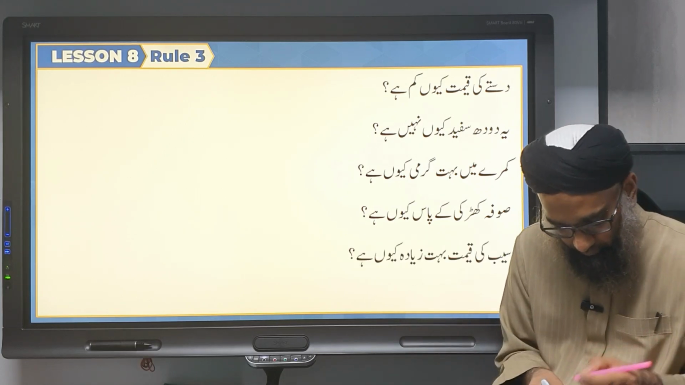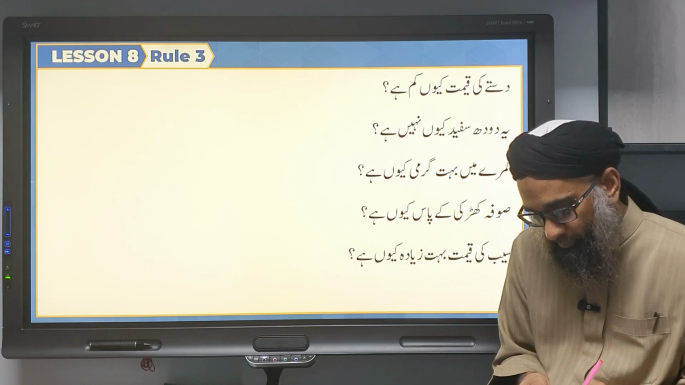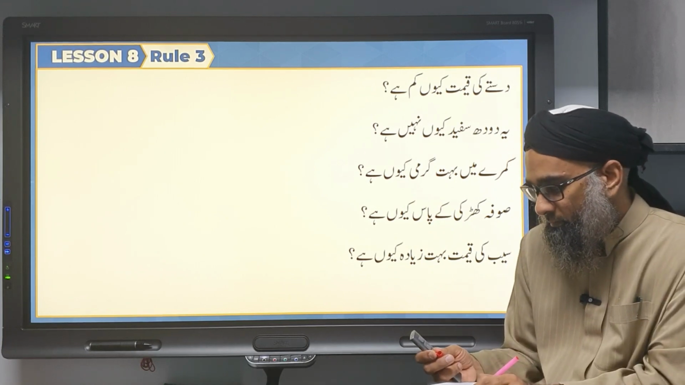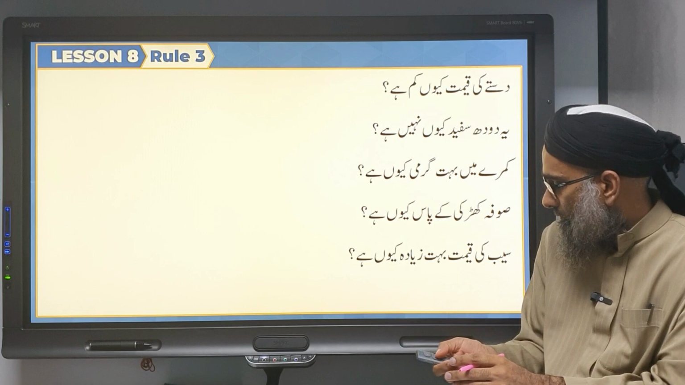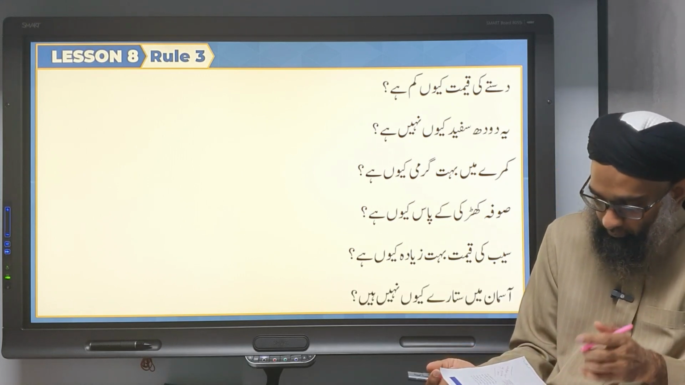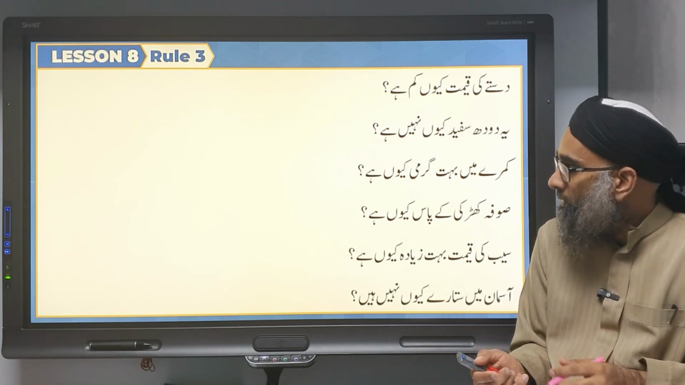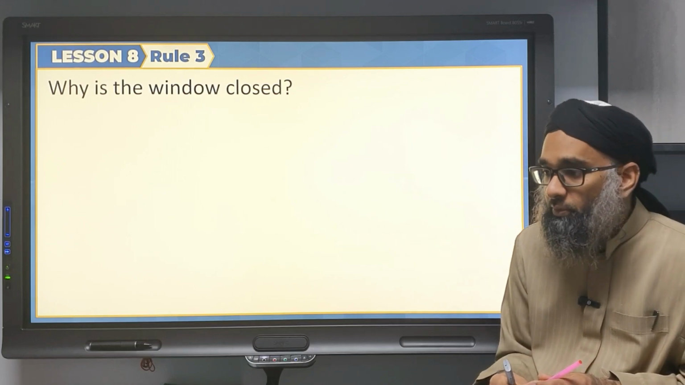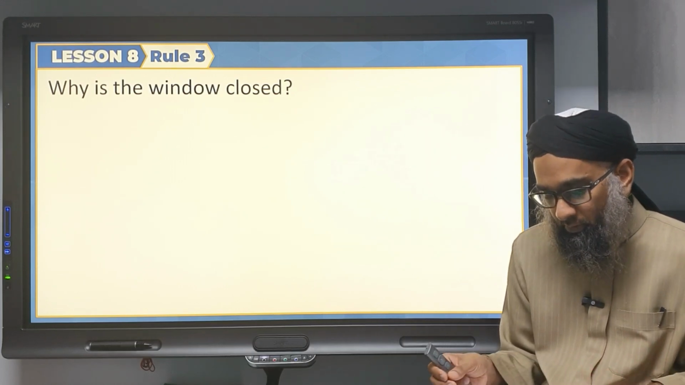Seb ki keemat bahut zyada kyun hai? Why is the price of the apple a lot? Aasman mein sitare kyun nahi hai? Why are there no stars in the sky? Why is the window closed?